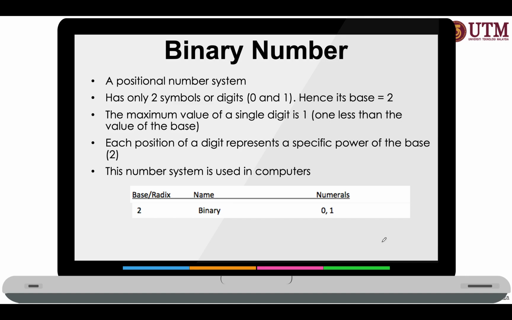So on the binary number, what is a binary number? It is a positional number system which only has 2 digits, 0 and 1. So here the base is 2, and the maximum value of a single digit is 1, which is 1 less than the base. You can see over here the maximum is 1 because it's 1 less than the base.